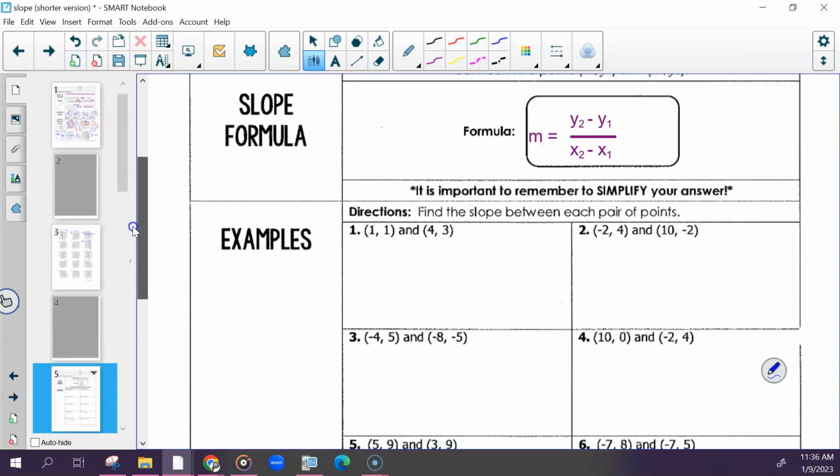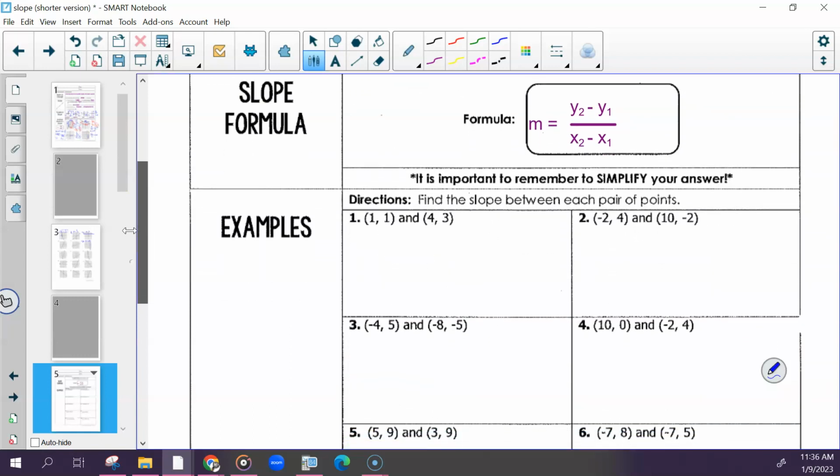Alright, and then always simplify. So let's do a couple of these. Starting with number 1, I always label them just so it helps me figure out which one is which. So these are ordered pairs x, y, but there's 2 of them. So label the first one x1, y1, and then x2, y2. Whether you write m equals and then do the formula and then write m equals again for your final answer, or just write your formula and write m equals at the end, doesn't matter.